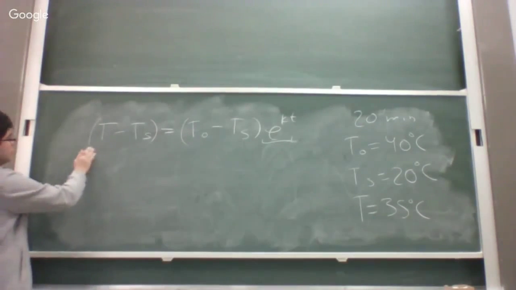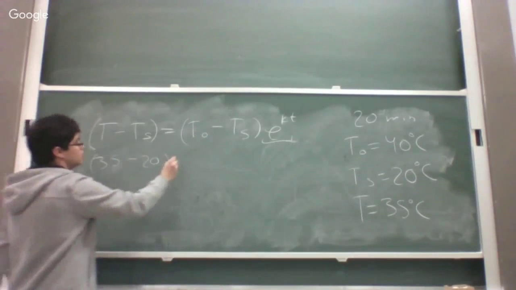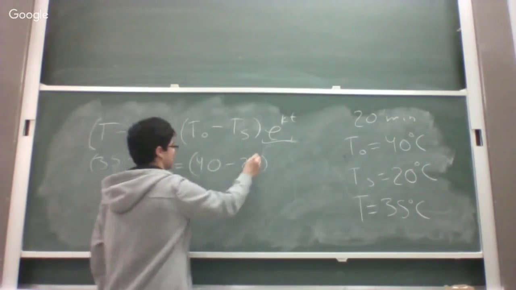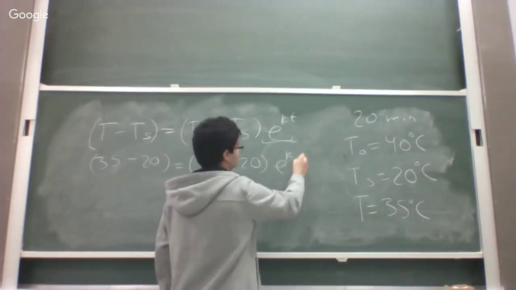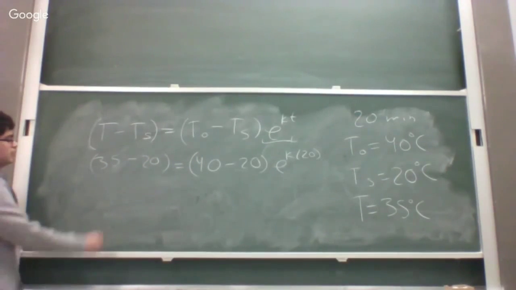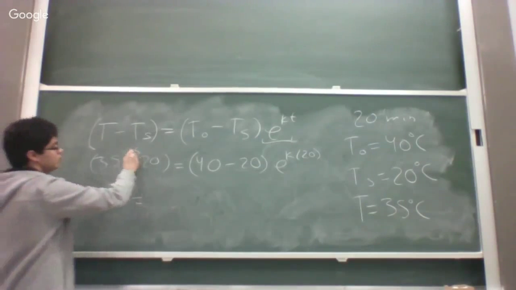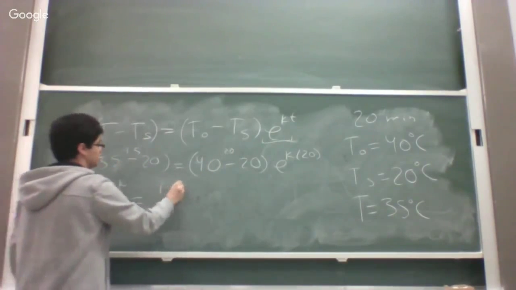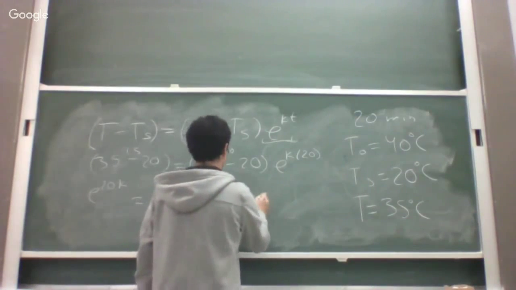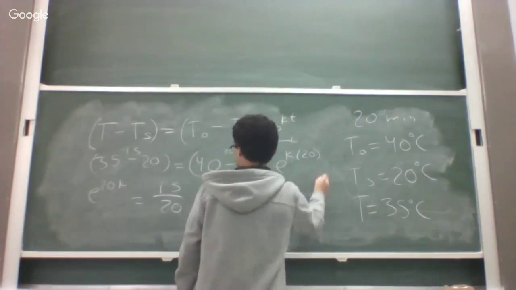After that, it's a whole bunch of just filling it in. So this would be 35 minus 20 equal to 40 minus 20 times e to the k, where T is 20. So e to the 20k would be, this would be 15, this would be 20, so we have 15 over 20. Okay? Therefore, e to the k would be 3/4 to the power of 1 over 20.